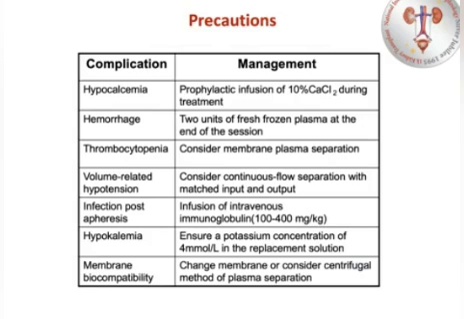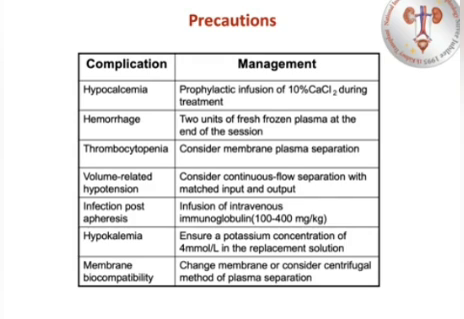So what are the precautions we should take when we go for plasma exchange? The first thing is to avoid hypocalcemia, by prophylactic infusion of 10% calcium chloride during treatment. For hemorrhage, give 2 units of fresh frozen plasma at the end of the session to replace the coagulation factors lost during the procedure.